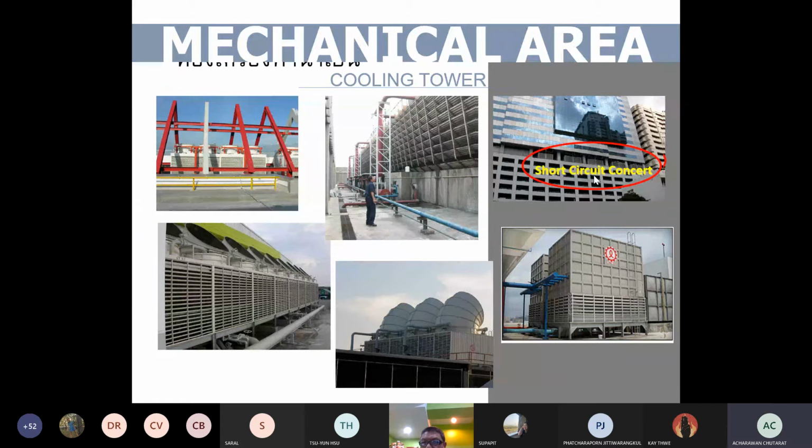How many meters should we be careful about? You can see the cooling tower is inside the building. This is a short circuit. Can you recommend how many meters it should be from the window? No, this is inside the building, which is a short circuit inside. You can see it is at least 6 meters. But it depends.